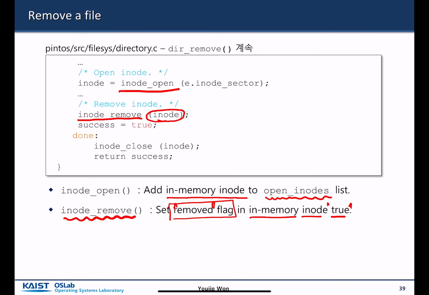And then after that, we call the function inode_close. In the course of calling inode_close, it does all the dirty work. So it checks the reference count, and it checks if there are any other processes that refer to this inode. So if it is completely free, then it deallocates the associated inode from the disk and makes the associated sectors free. That's the role of inode_close. So this is the end of removing a file.